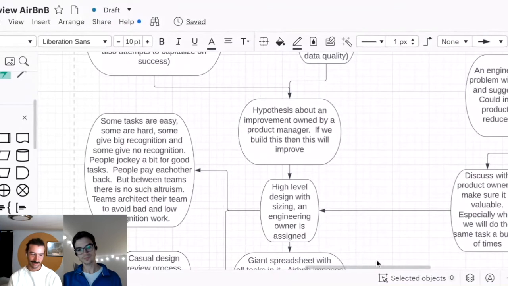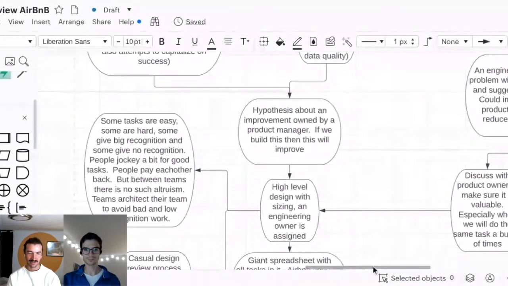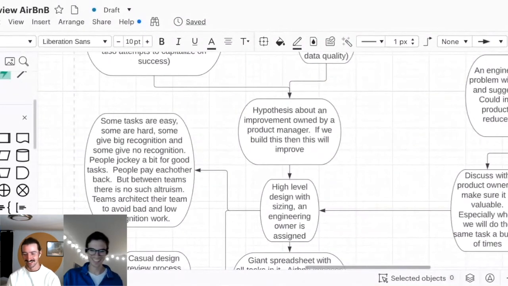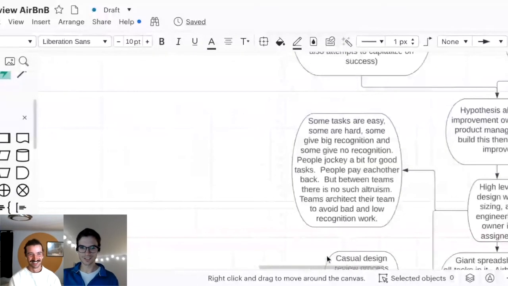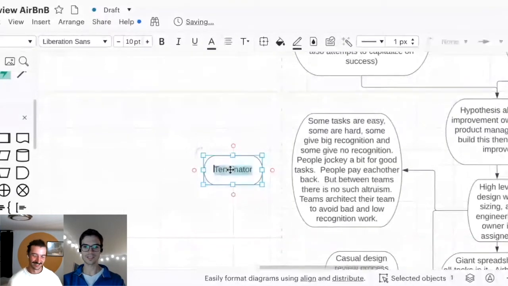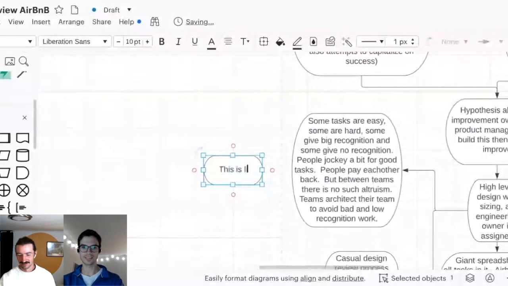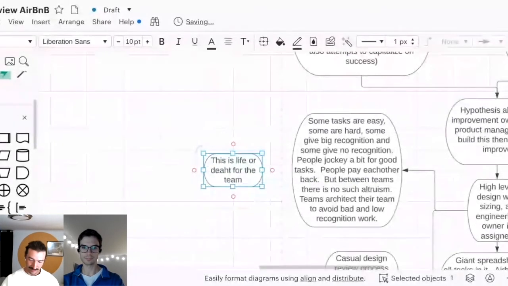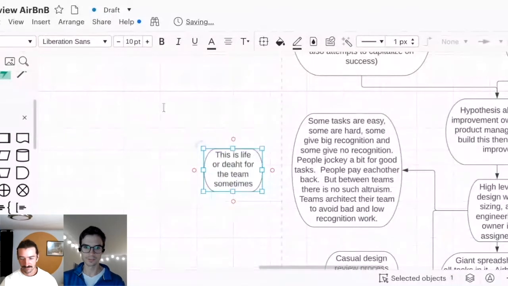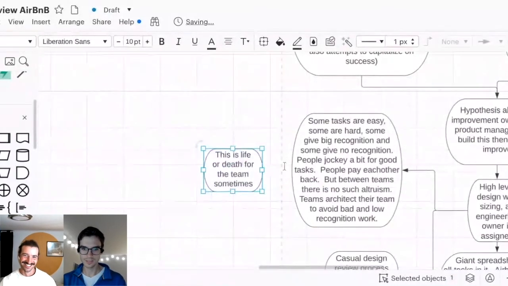Yes, and my first year at Airbnb, before I was in the payments team, we got our most interesting projects stripped and everyone quit. So it's a good point. Yeah, that's why I switched to payments as well. All right, I'll add, this is life or death for the team sometimes. What a bad text box, but whatever.